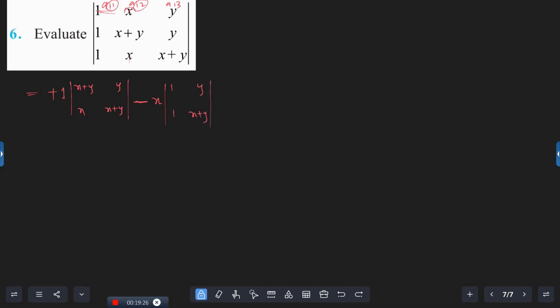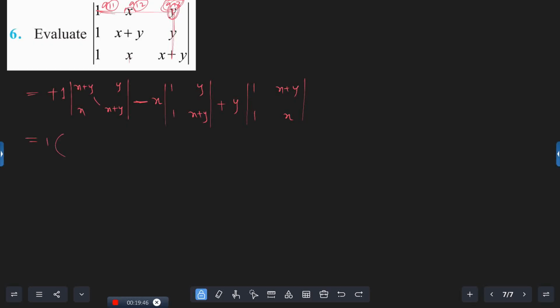Next element A13. What is 1, 3? 1 plus 3 is 4. 4 means even number, even number means plus y. Y only we have here, so y we gave. The row and column if we strike out, 1 x plus y, 1 x. That's it. Now you can take the determinant.